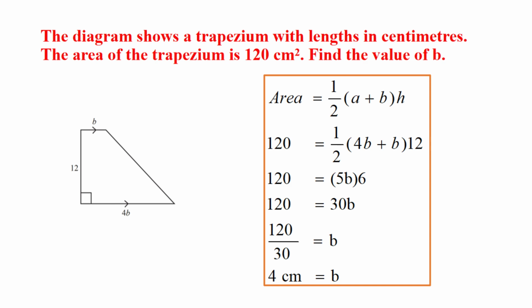Now, to find B, we need to divide both sides of the equation by 30. So we have B equals 120 divided by 30. Now, let's do the division. 120 divided by 30 is 4. So, B equals 4. Therefore, the value of B is 4 centimeters.